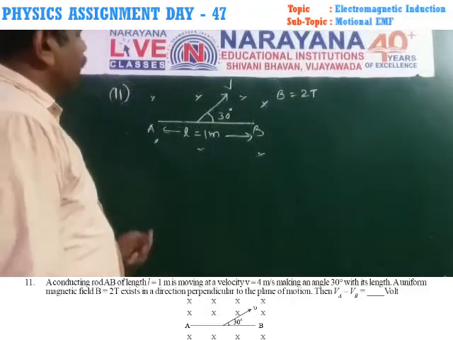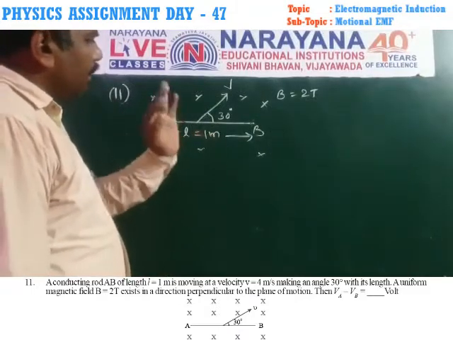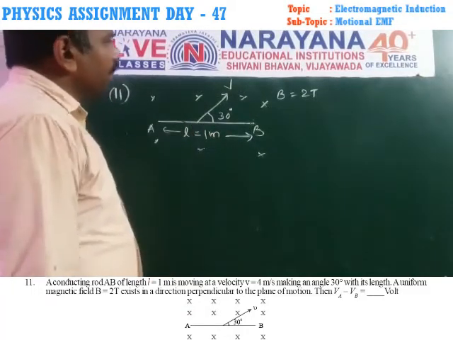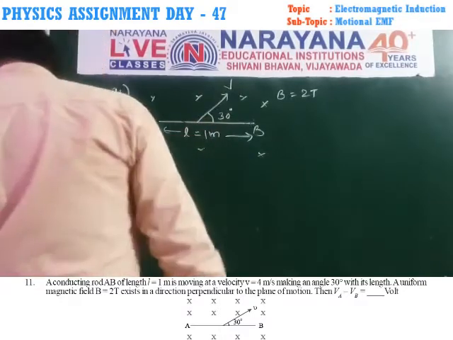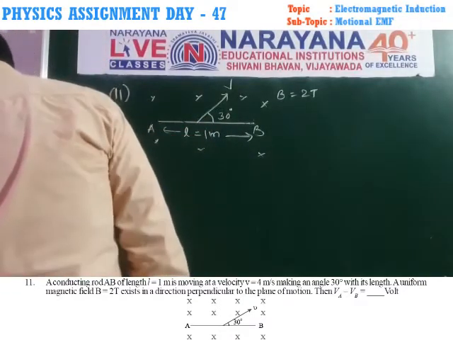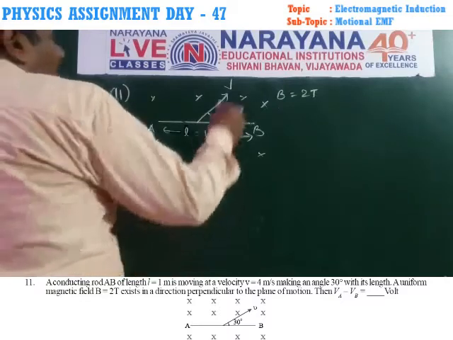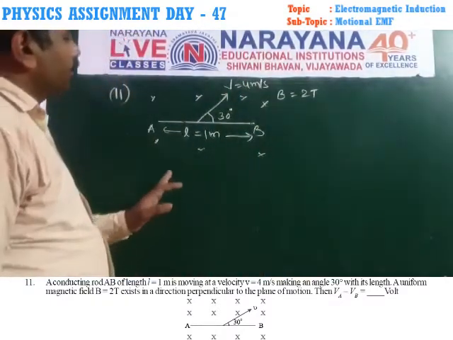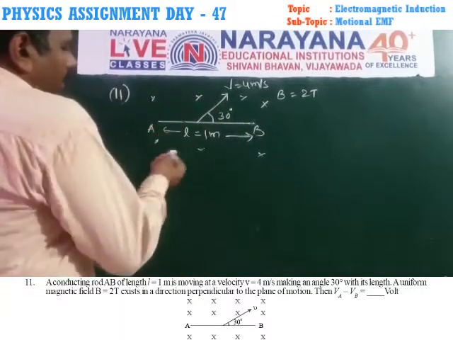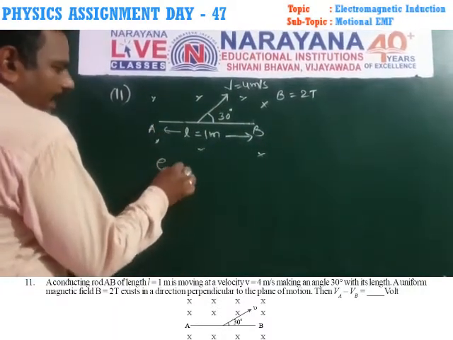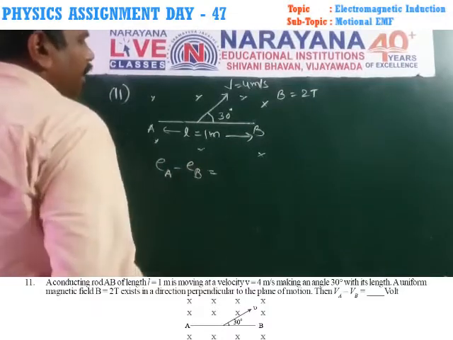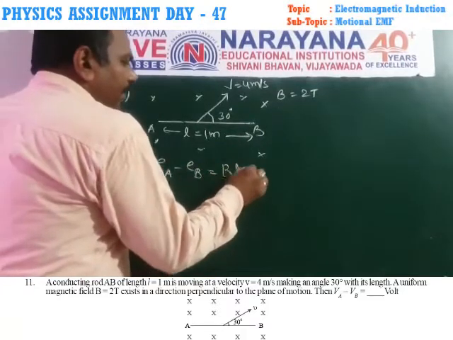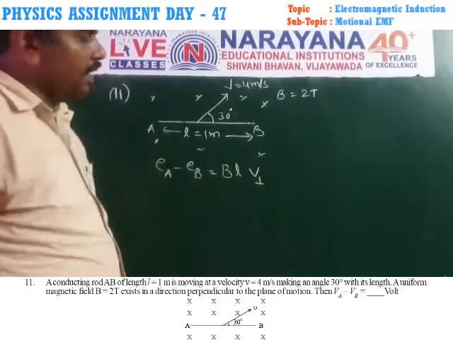In the 11th sum, a straight conductor of length 1 meter is given. It is moving with velocity v. Here v is given as 4 meter per second. Now we have to find the EMF across A and B points, which is B into L into the perpendicular component of velocity.